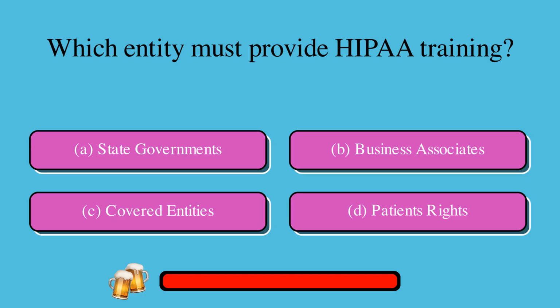Which entity must provide HIPAA training? A. State governments, or B. Business associates, or C. Covered entities, or D. Patients' rights? The correct answer is C. Covered entities.